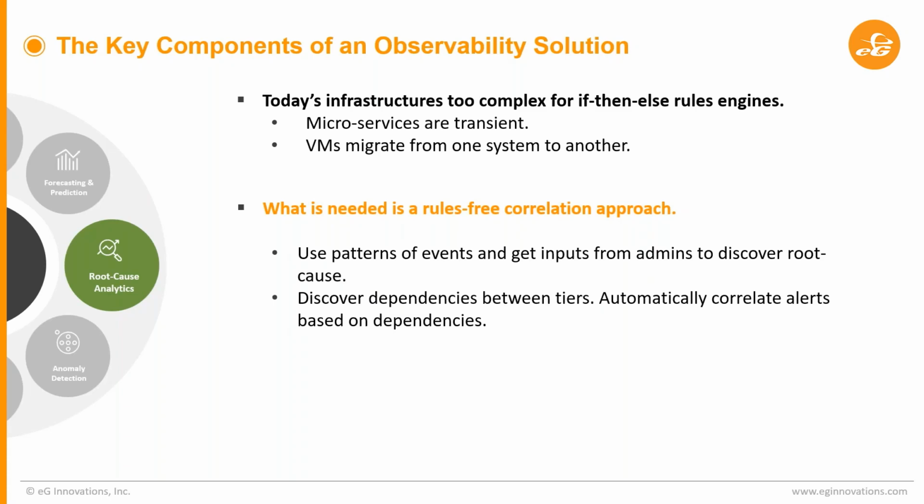There are multiple approaches like this. Predominantly, tools use 2 types of approaches. The first one looks at patterns, learns from patterns. So if problem A and B happened, then the root cause is C. The second approach is to use dependencies that exist in an infrastructure and to use those dependencies for correlation.